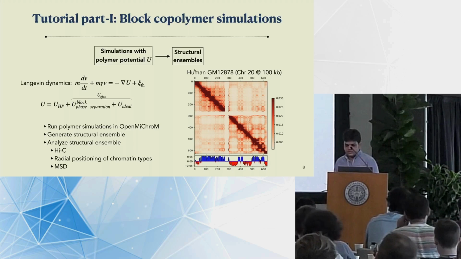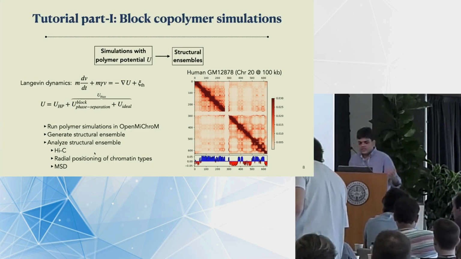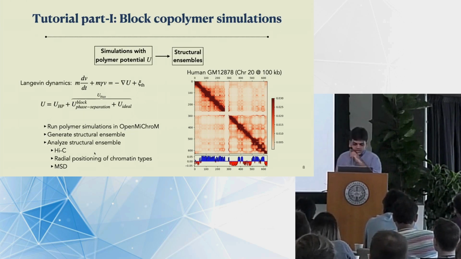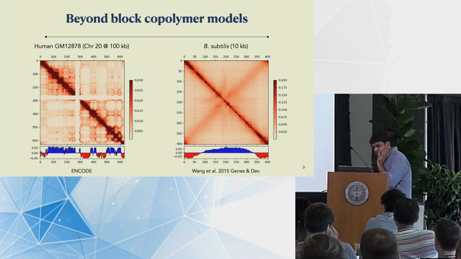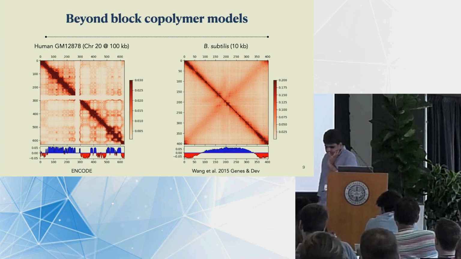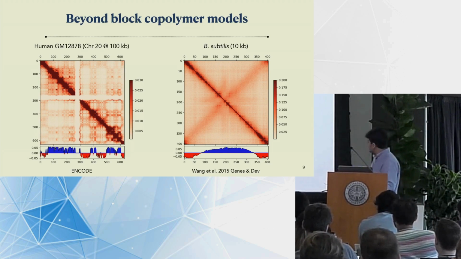So this is what we did. We ran simulations, generated structural ensembles, analyzed structure, got some analysis done, and compared the Hi-C data sets with the simulations. The next step is going beyond these copolymer models. The copolymer models work very well when the Hi-C structure shows a very checkerboard-like pattern, which is very evident, so that a copolymer model can well capture these kinds of principal components because it looks very checkered.